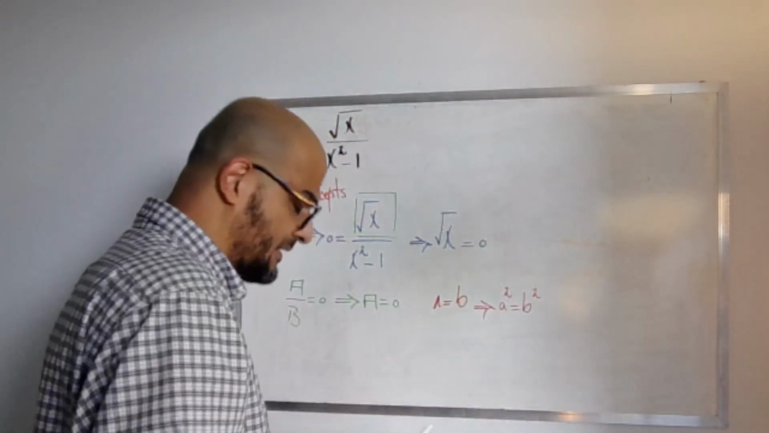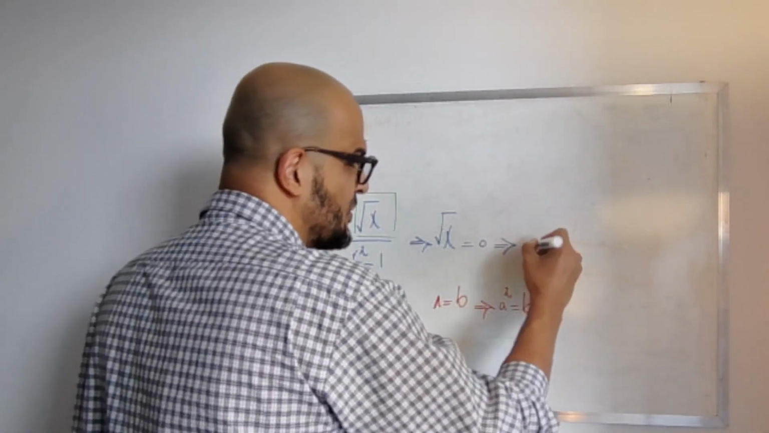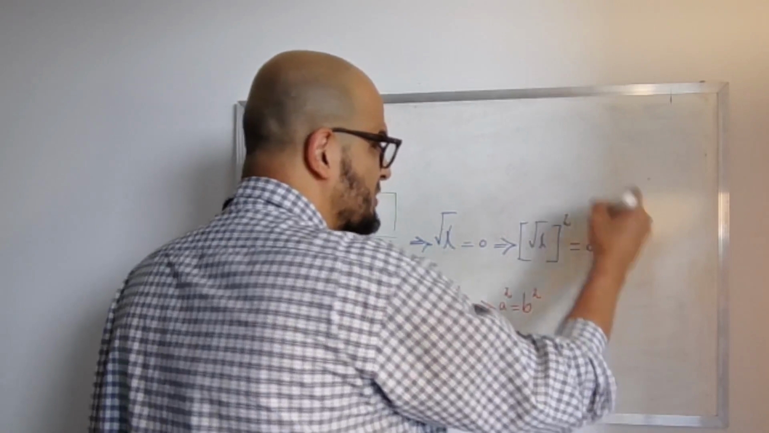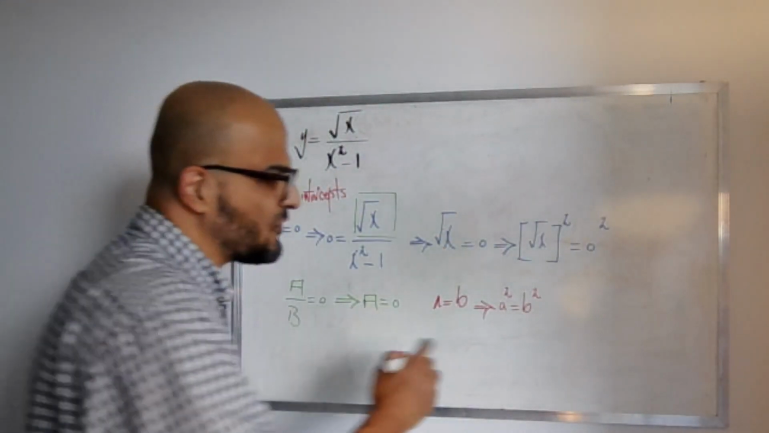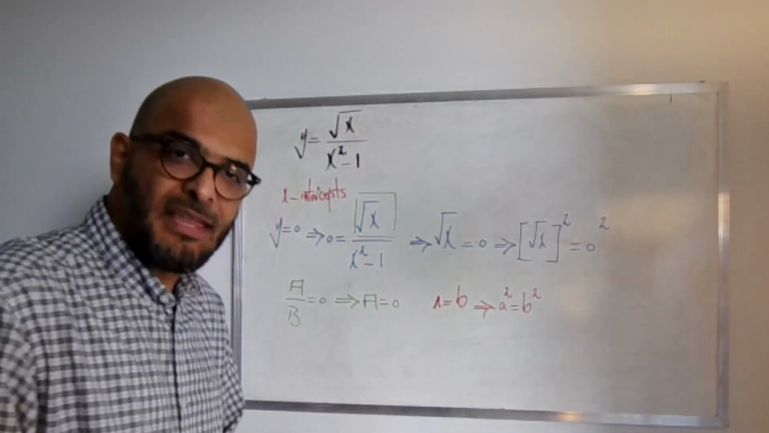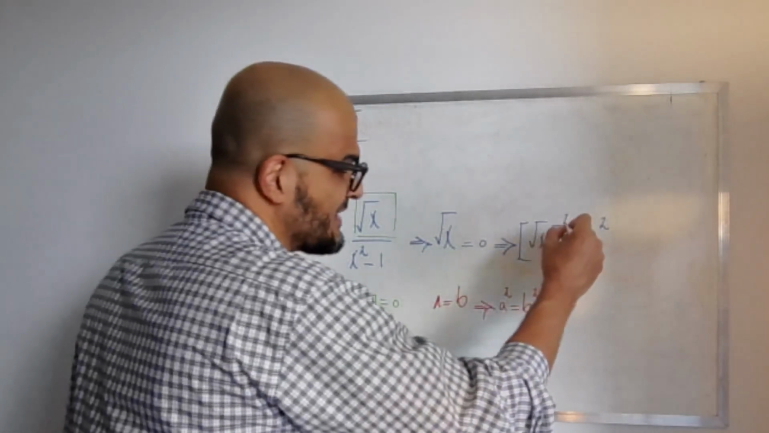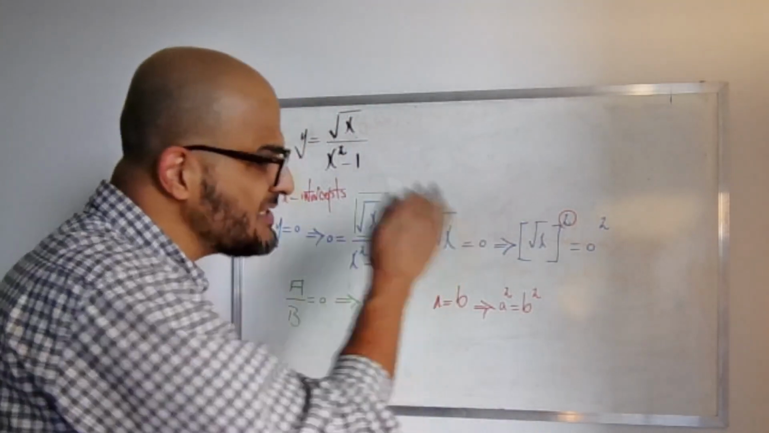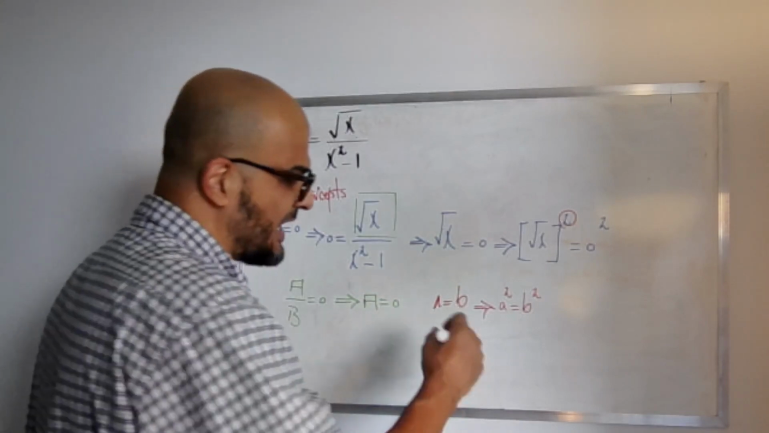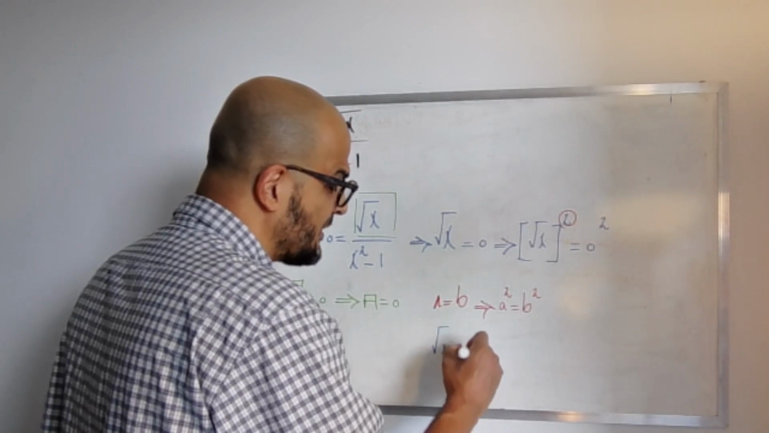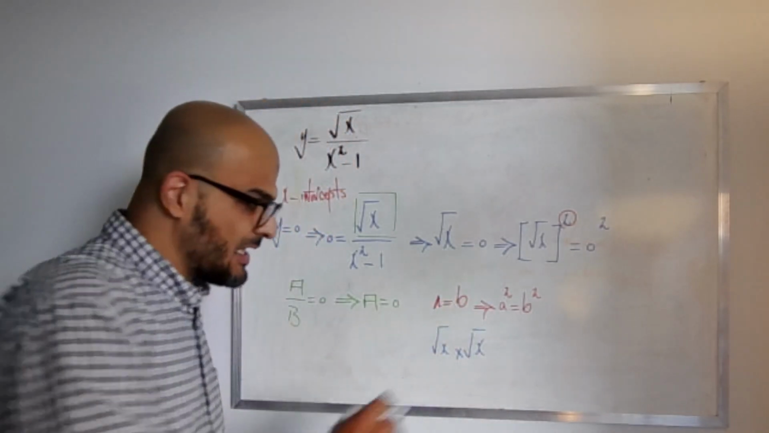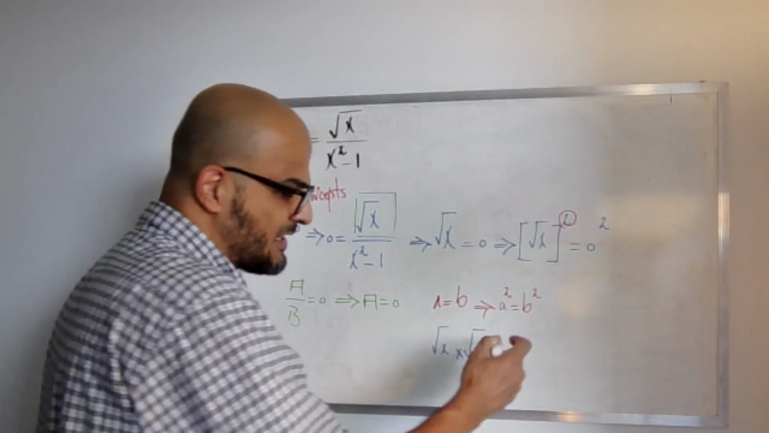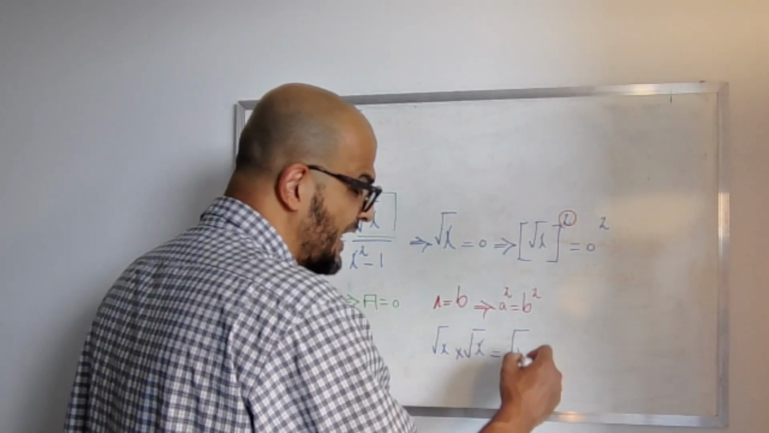Then what I have here is square root of x, which is going to be raised to the power 2, equals 0 to the power 2. And you see that in that case, we have another identity to remember: the 2 over there can go inside, because it becomes square root of x multiplied by square root of x. Then you can also write it in terms of the power. You see that it's going to give you square root of x.